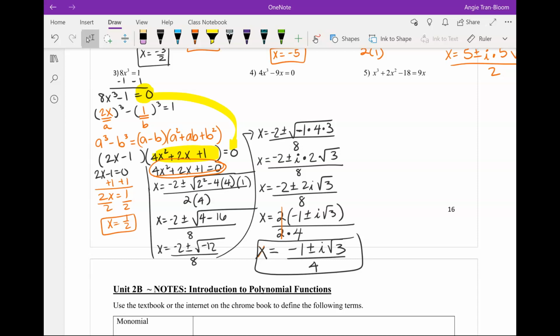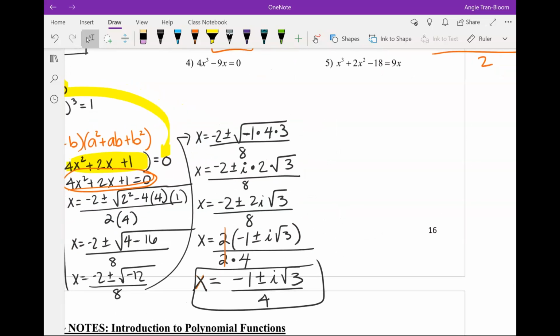You got 4x to the third minus 9x equals 0. Step 1, you've got to factor. What's step 1 in factoring? Take out the GCF. Do we have any, by the way? Yeah, just take out an x. Take out an x, so you're left with 4x squared minus 9 equals 0.